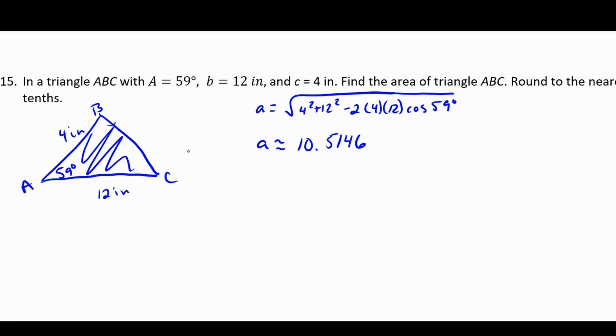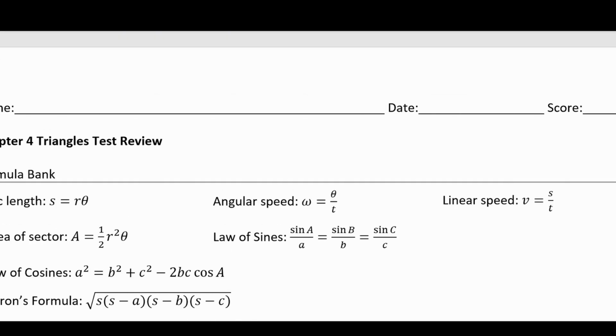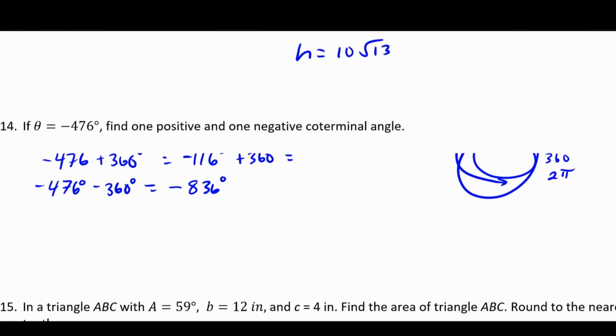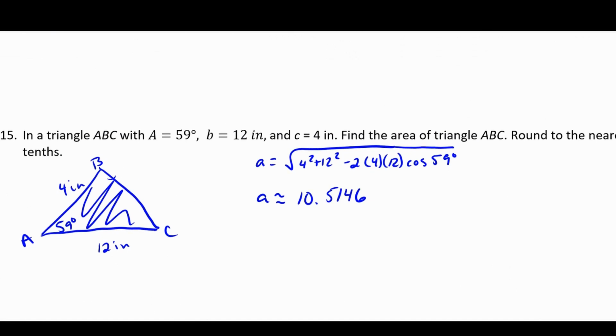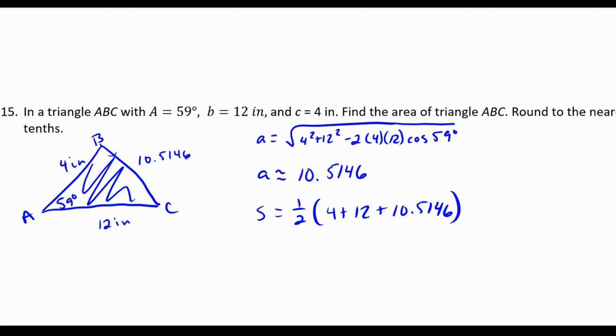Alright. Now, what I'm going to do here is use Heron's formula, and that's just at the top of this page up here. I need S, and then I take the square root of all the sides subtracted. So S is going to be 1/2 of 4 plus 12 plus 10.5146. Alright, let's figure out what that number is. So S comes out to be 13.2573. Now when I plug that number in, instead of writing this number out multiple times, I'm just going to keep using S.